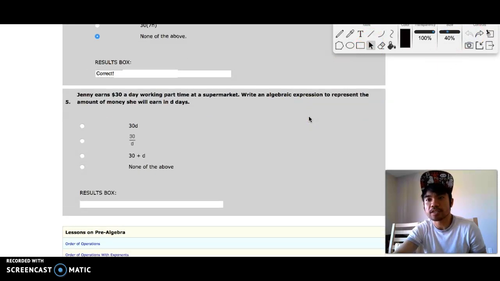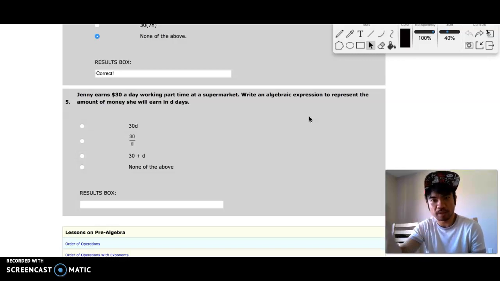Question 5. Jenny earns $30 a day working part-time at a supermarket. Write an algebraic expression to represent the amount of money she will earn in D days. So let's say if she works 1 day, she makes $30. If she works 2 days, she makes $60. So what operation are you actually thinking of? Yeah, you're thinking of multiplication. Okay, and that's it. All right, let's try another one.